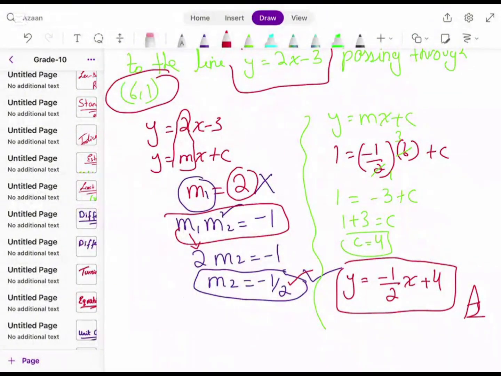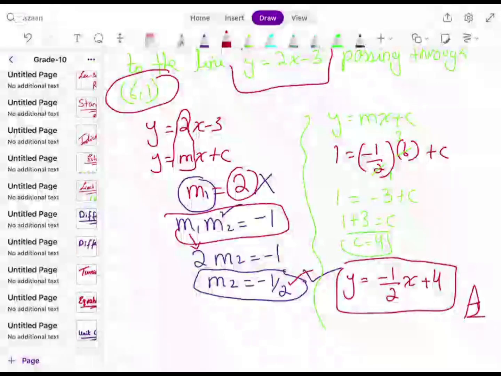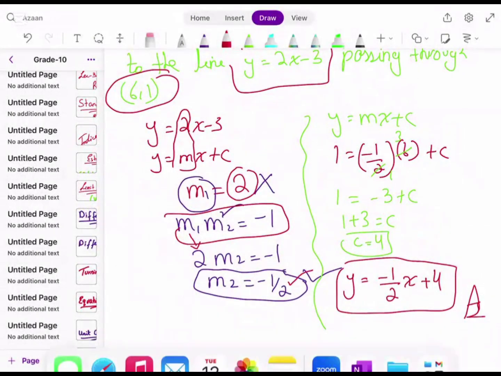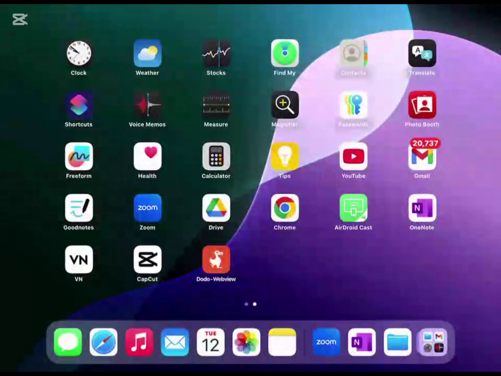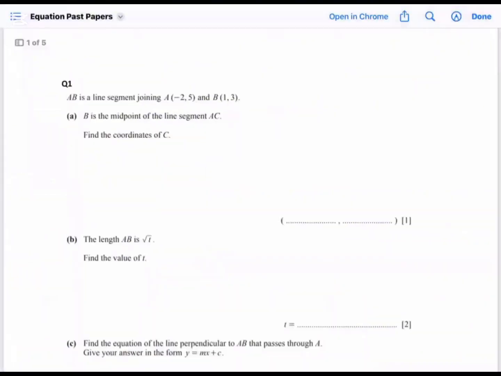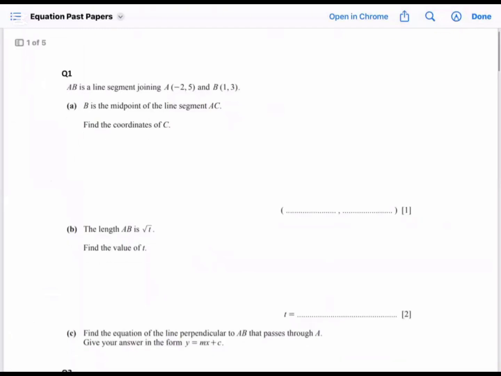Now the conceptual things have been covered. Now we are moving towards the questions of past papers. These are some recent past paper questions. So now we will solve these questions. So now the first question we have.